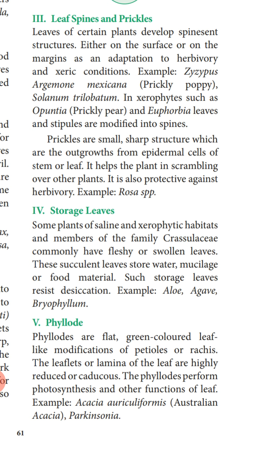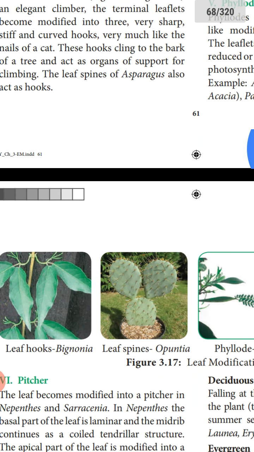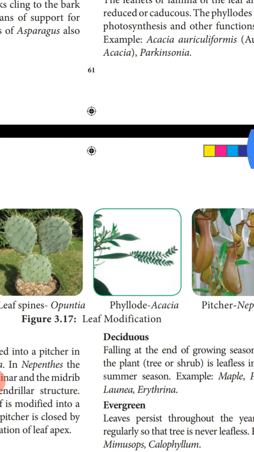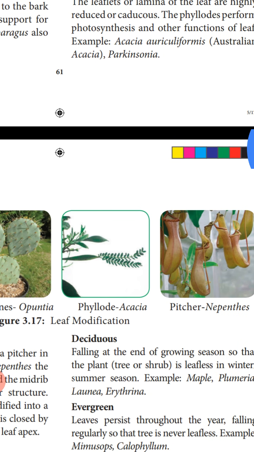So the rachis is modified into a leaf-like structure. Here the leaflets are highly reduced or caducous. The phyllodes perform photosynthesis and other functions of the leaf. You can see this in this diagram here. Here the leaf hooks diagram is given, leaf spines here, and the fourth diagram, phyllodes, you can see acacia.